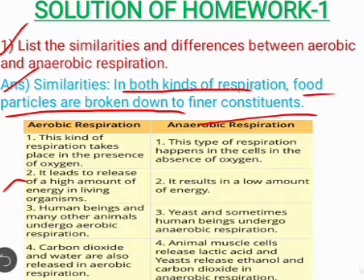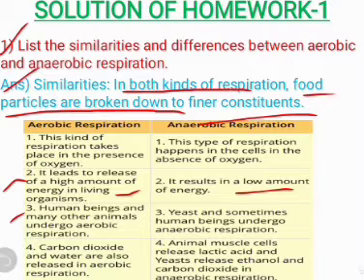The second difference is, in aerobic respiration, a high amount of energy is released. On the other hand, in anaerobic respiration, a low amount of energy is released because partial breakdown of food takes place. Now come to the third difference, which is, most organisms, including human beings, respire aerobically, while some organisms like yeast, and sometimes the muscles of human beings, respire anaerobically.